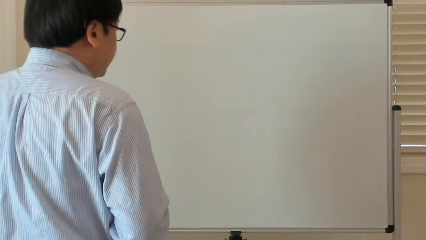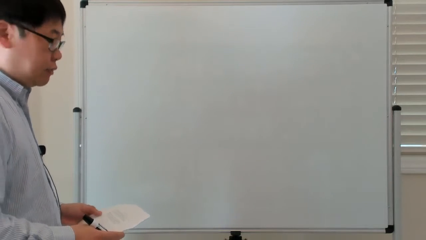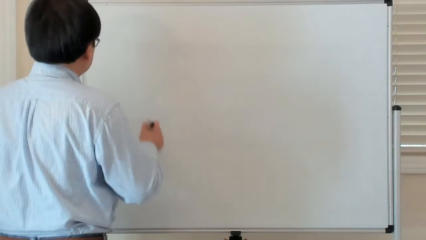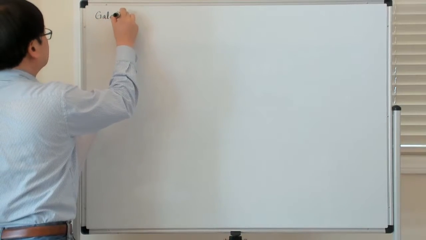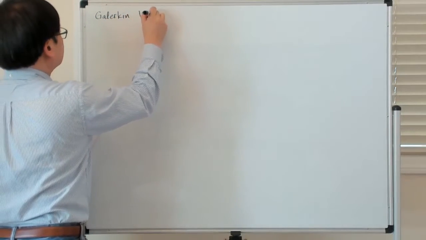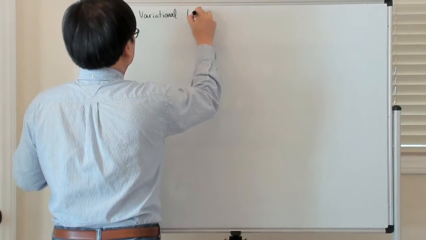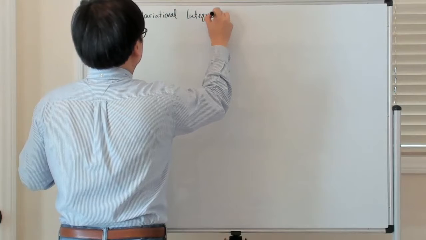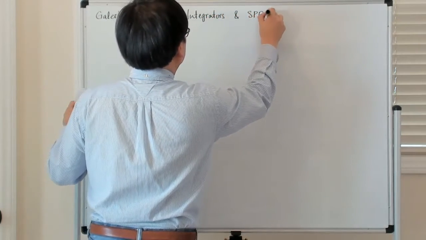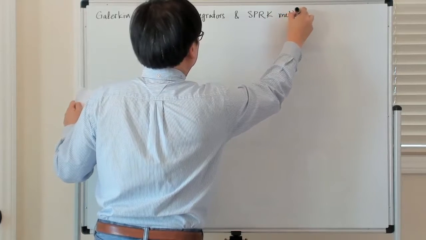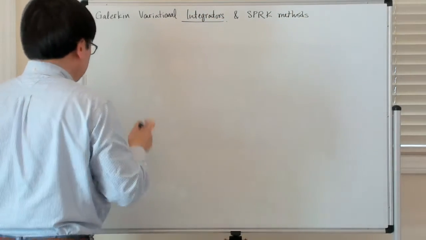All right, so now we're going to see how Galerkin variational integrators induce symplectic partition Runge-Kutta methods, or SPRK methods, in some instances. Okay, so let me state a theorem.